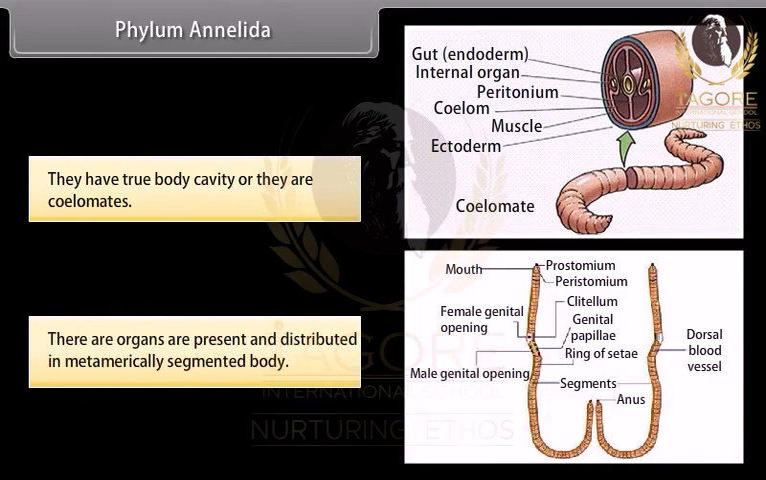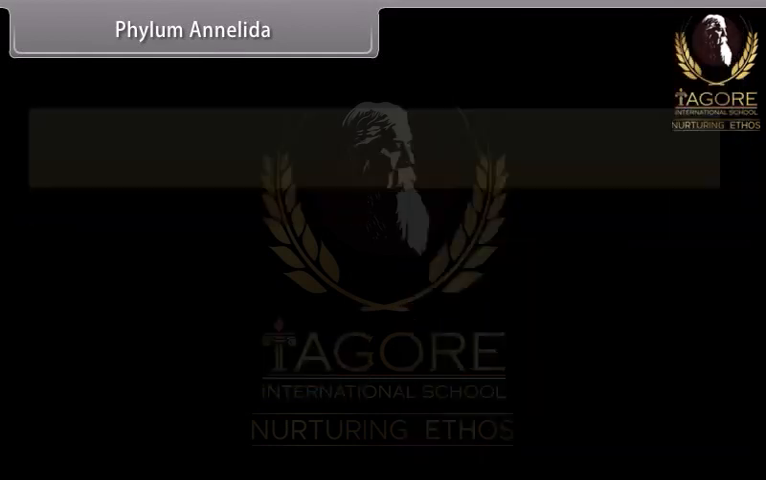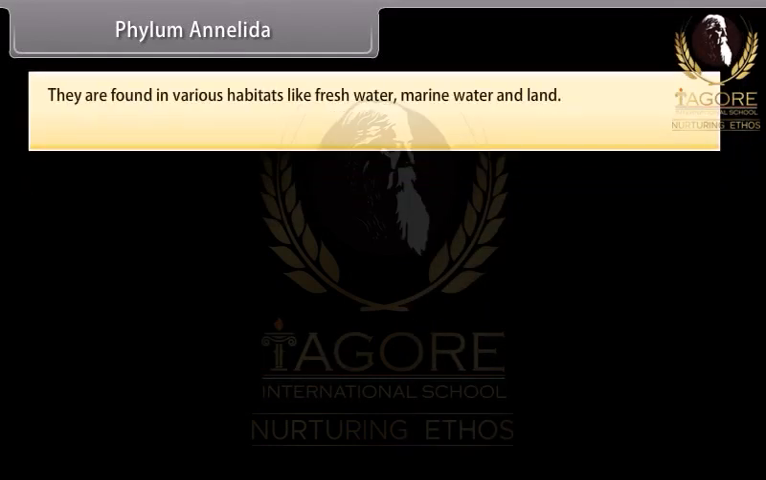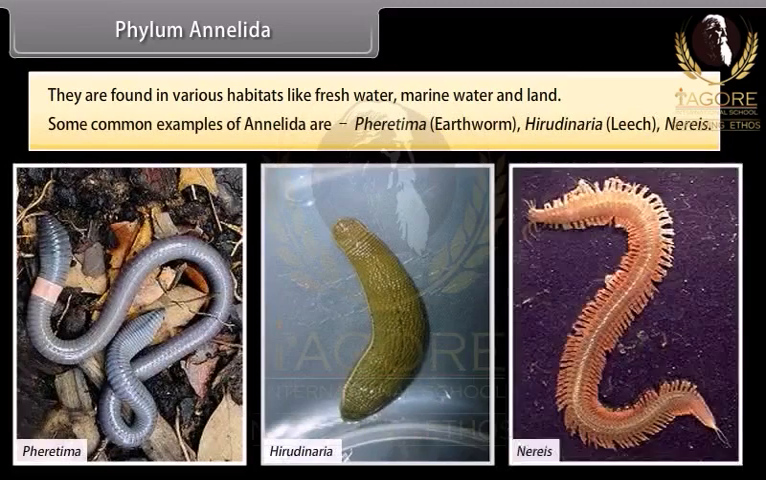There are organs present and distributed in a metamerically segmented body. They are found in various habitats like freshwater, marine water, and land. Some common examples of Annelida are Pheretima, earthworm, Hirudinaria, leech, Nereis.